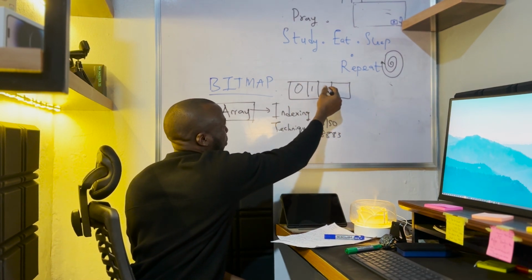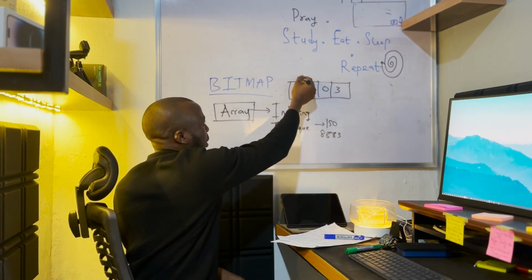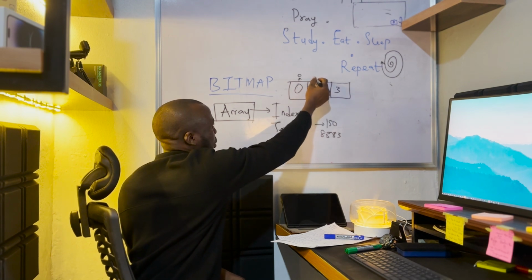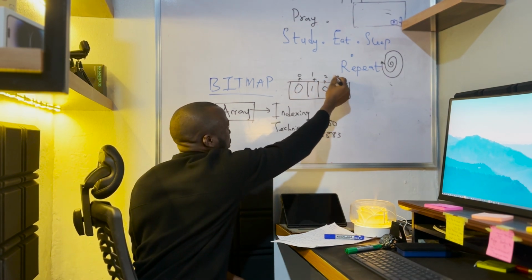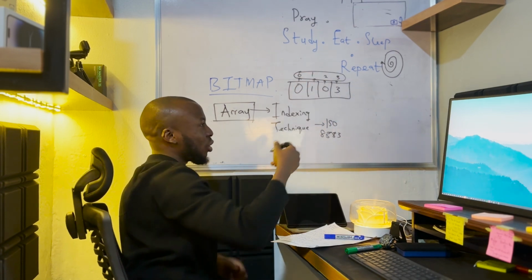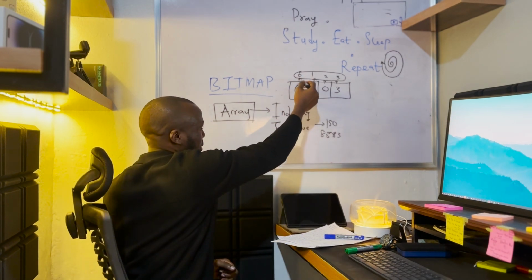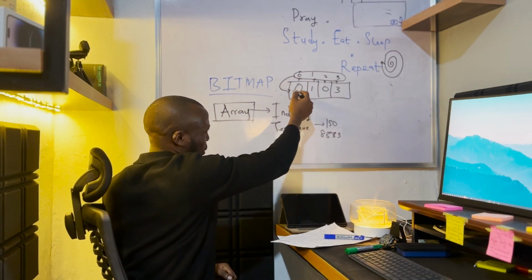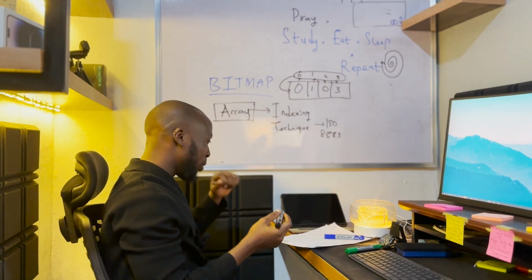If you've ever done anything that has to do with an array, you would understand what indexing is. So when you have something like this, all right, you know that your index starts from 0, and then you have your 1, you have your 2, and then you have your 3. This is what we call index. This is not the original value, all right? These are indexes that point to the location of the original value, and that is exactly what your bitmap does.